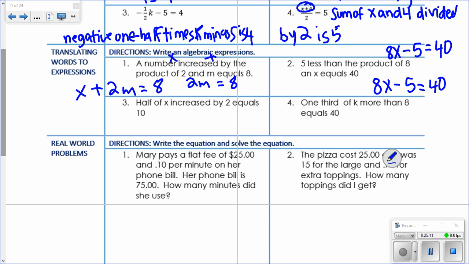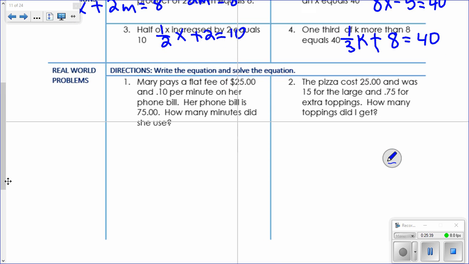Number 3, half of x increased by 2 equals 10. So 1/2 of x plus 2 equals 10. And number 4, 1/3 of k more than 8 equals 40. So I'm hoping it'll help you with these real world problems. So we're going to write equations, and then we're going to solve the equation.